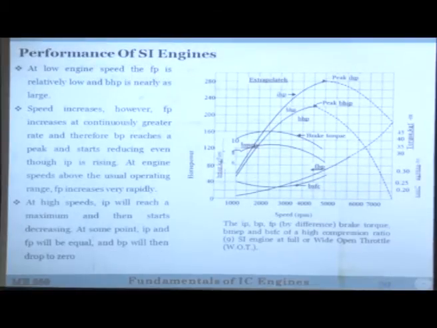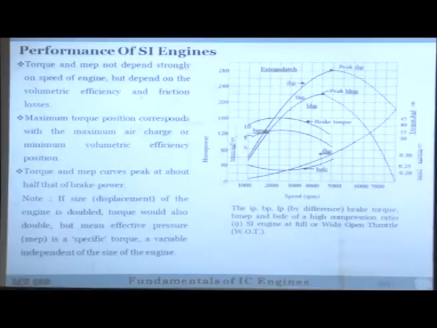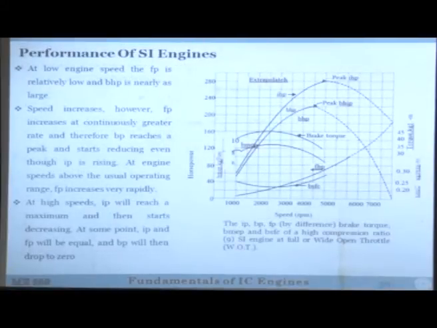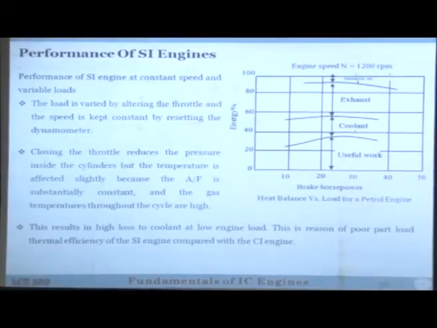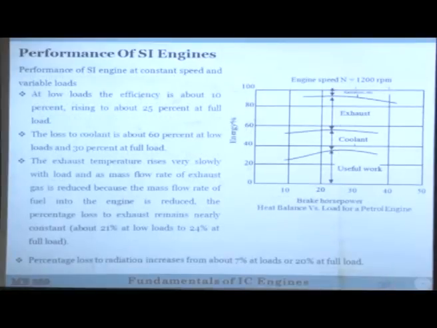Similarly, this is that wide or full open throttle. I think it's similar, just the explanation. So this is the heat balance for a petrol engine. I think I have explained most of this. This is horsepower given here. This is the useful work, coolant, exhaust, radiation loss, etc. I'll skip this. I'll skip this as well.